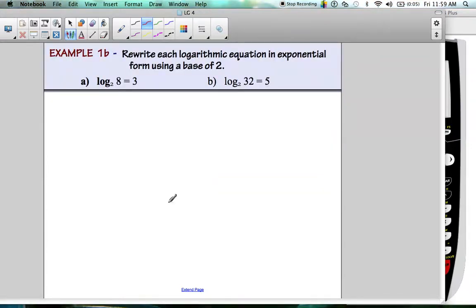All right, now we're going to do some rewriting of logarithmic equations into exponential form. And this is just the boot up rule. So we take this 2 and we boot it up and it equals the argument. So the answer would be 2 cubed equals 8. And we know that's true because 2 cubed is 8. So this one here, boot up, so 2 to the power of 5 equals 32. Pretty straightforward.